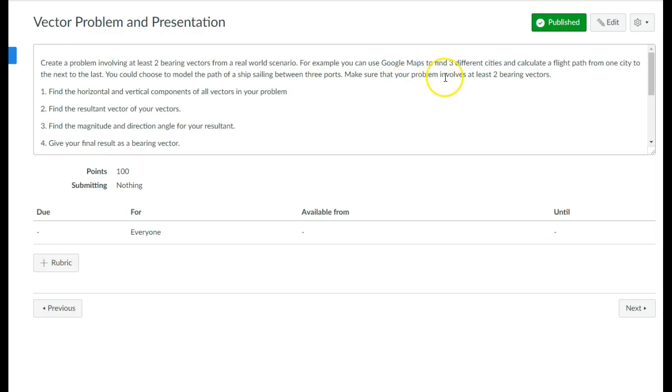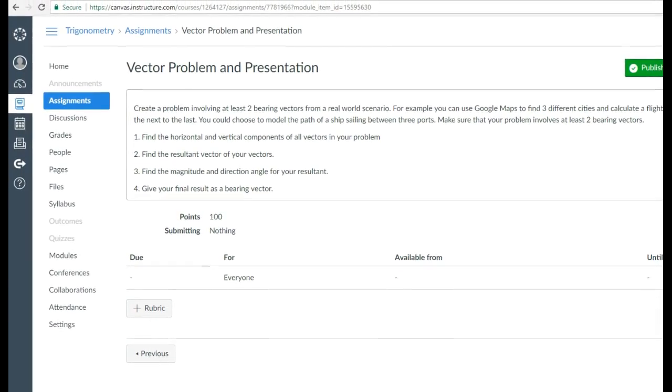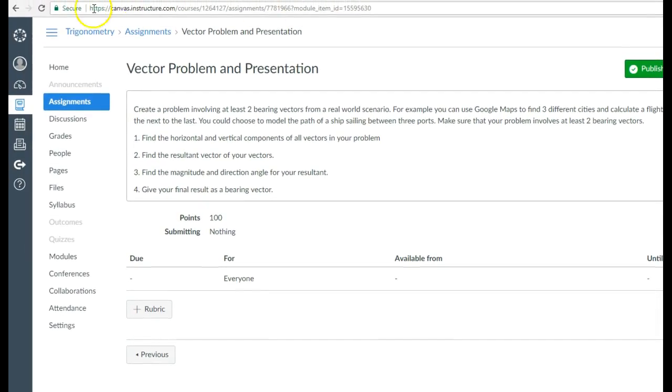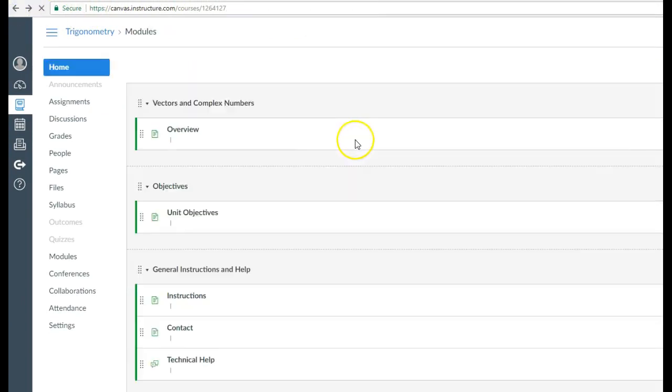So here it is. They're to involve at least 2 bearing vectors. They need to find the horizontal and vertical components of all the vectors in the problem. I want resultant vectors. That's a concept that they'll learn. I want magnitudes and direction angles. And I want the final answer as a bearing. So this is a problem that has many, many real-world opportunities for students. They can pick areas of interest. And I think that that's going to be something that the students buy into a little bit.